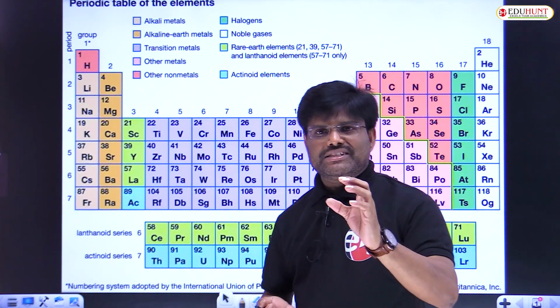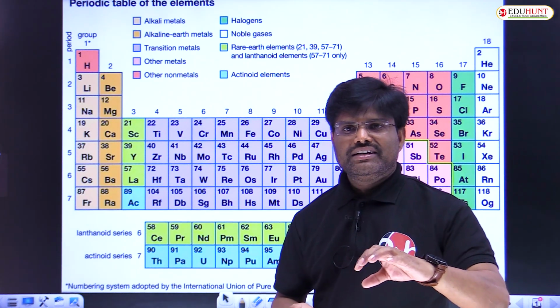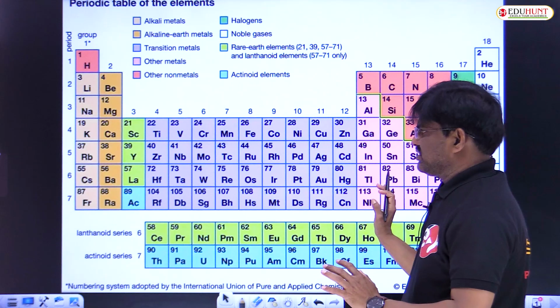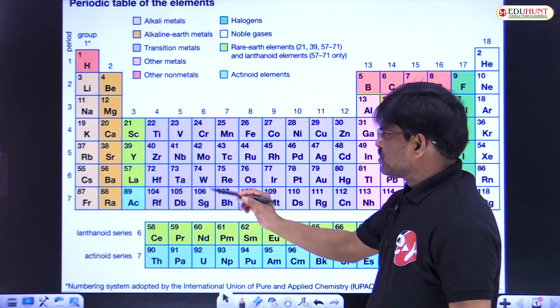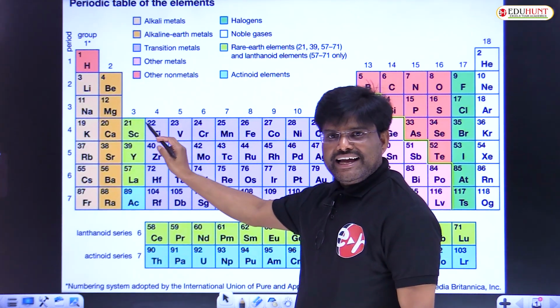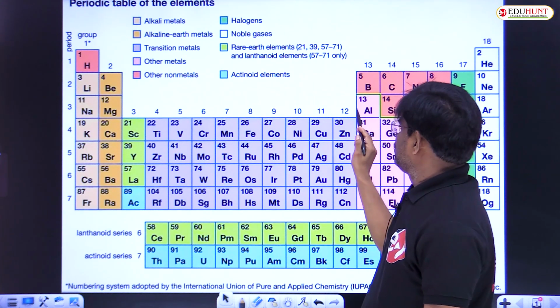These elements which are present in between the S block elements and P block elements are the D block elements. Here it contains elements from the third group to the 12th group.